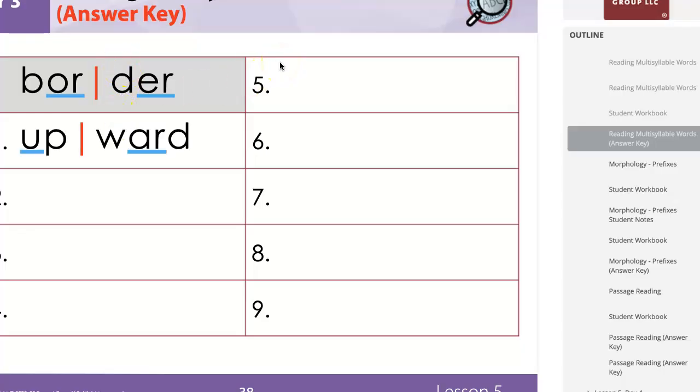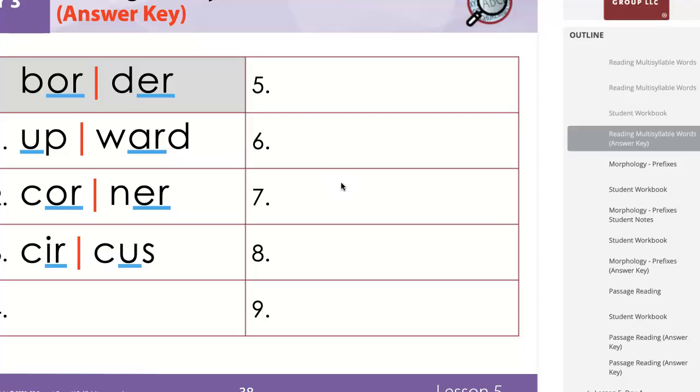Everyone say upward. Clap it. Upward. Okay, so we've got 2 syllables, up and word. And then we underline the U and the AR. Alright, everyone say corner. Clap it. Corner. Okay, so we drew a line between cor and ner for corner. We have OR and ER underlined. For number 3, we have circus. Everyone say circus. Clap it. Circus. We drew a line between sir and kiss. And we've got IR and U underlined.